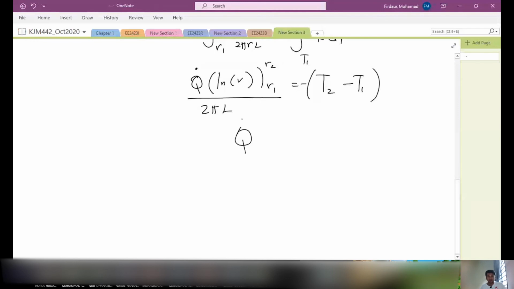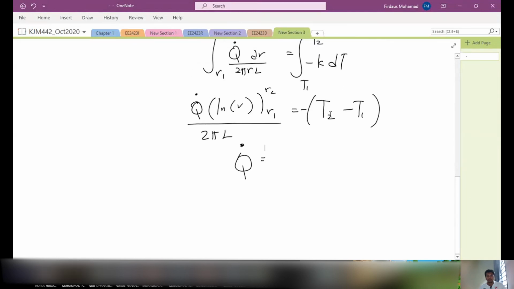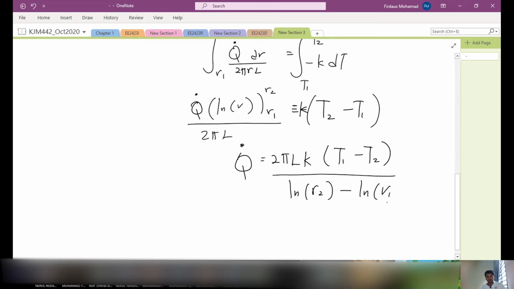Q dot equals 2 pi, and K we keep here. There is a negative K. So Q dot equal to 2 pi LK, T1 minus T2, divided by ln R2 minus ln R1.